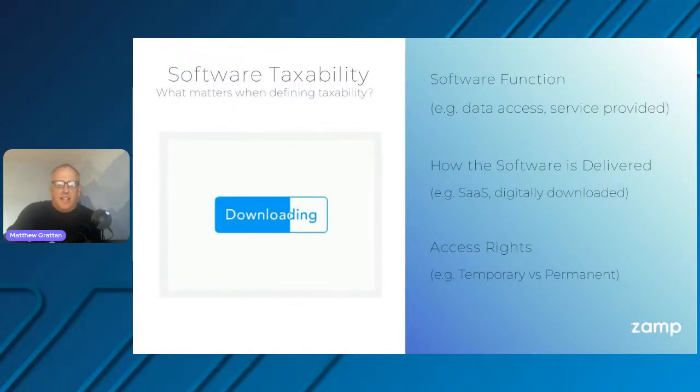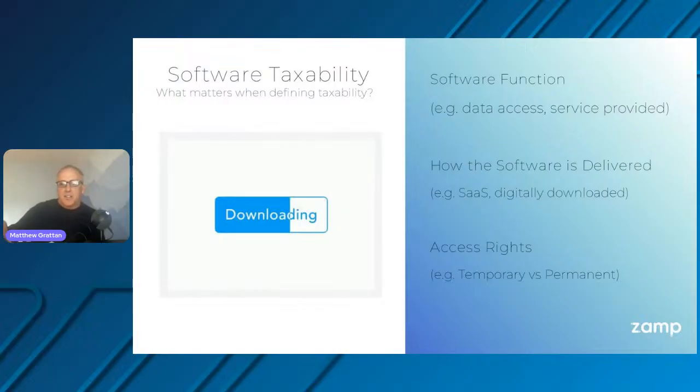On the software side, this gets pretty interesting because we, as Zamp, are a SaaS provider, and we work with B2B. So there are different rules with SaaS B2B versus B2C. There's a couple states that have different rules associated with that. But you can look at software based on the function it provides. Is it access to data? Is it a specific service that they're offering? How it's delivered, right? SaaS, digitally downloaded, streamed. There are all different components that come into how it's taxed based on that.